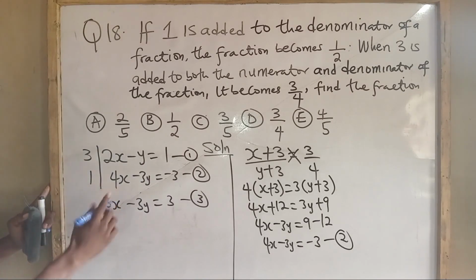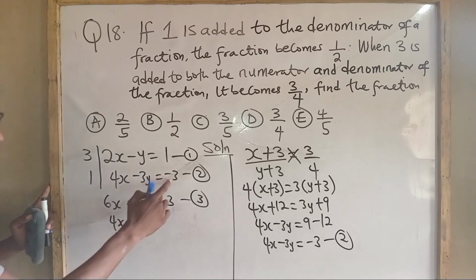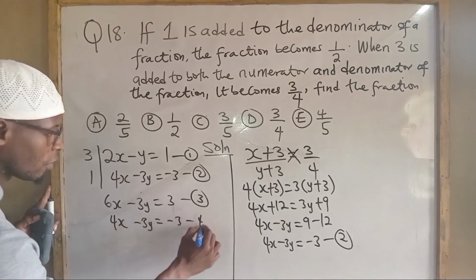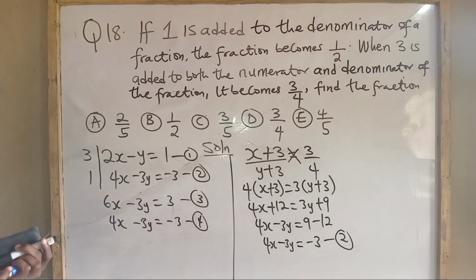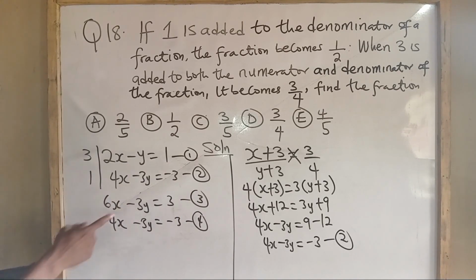Same thing. 1 times 4x gives what? 4x. 1 times this gives what? Minus 3y. 1 times minus 3 gives what? Minus 3. We can call that equation 4. So in the rule of the elimination method, whenever you observe that these two are the same, whenever you have the same sign like this, you are meant to subtract the equations. So we subtract the two equations.